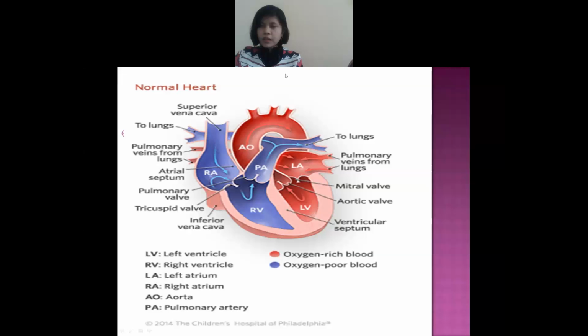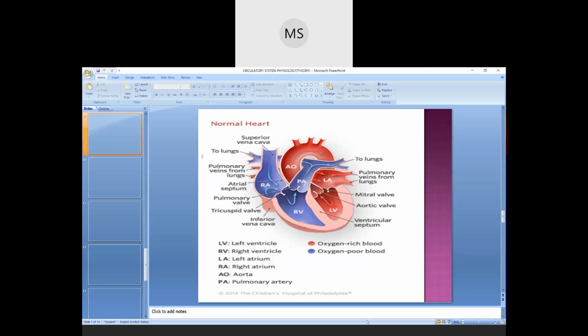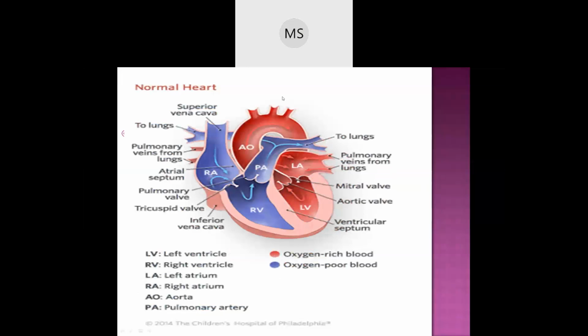Now it will become what blood? Oxygenated blood. Before it was deoxygenated. So as soon as it enters the lungs, it will become oxygenated blood. Okay, continue. And then the blood will enter into the heart from the left artery.